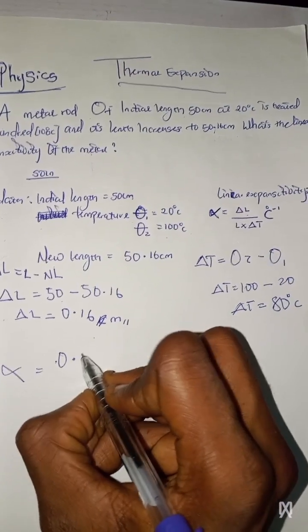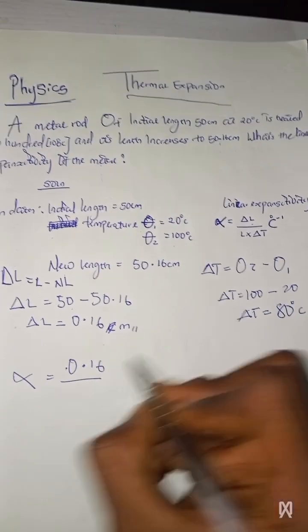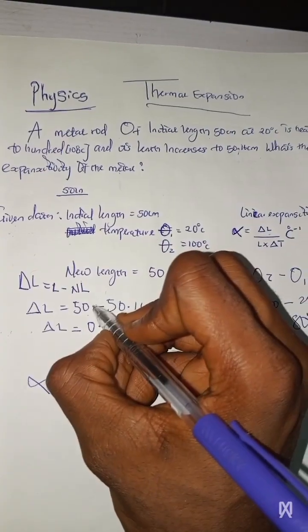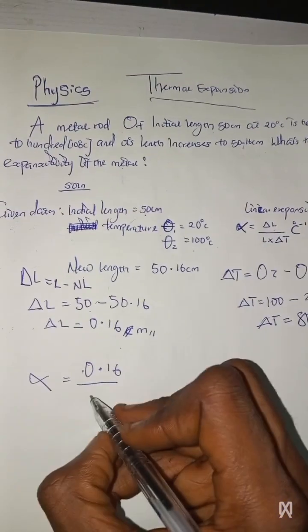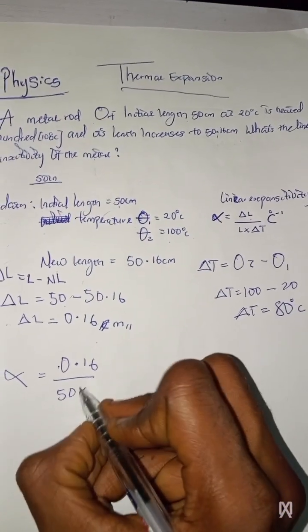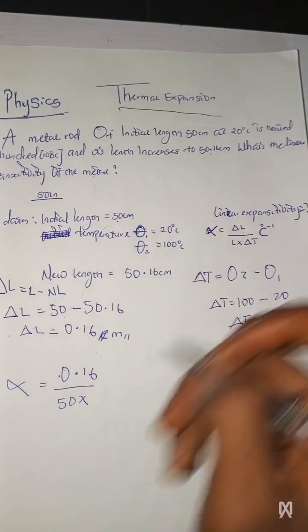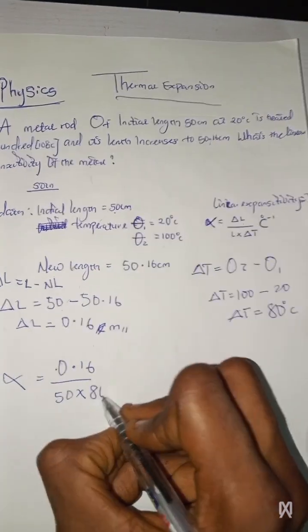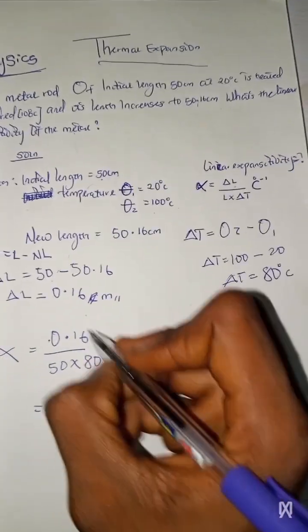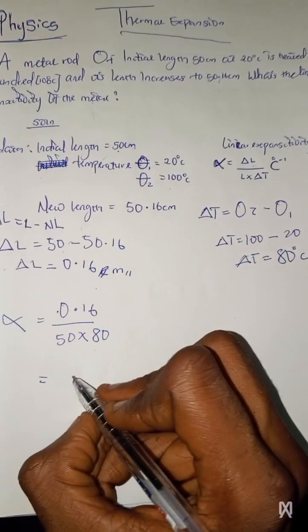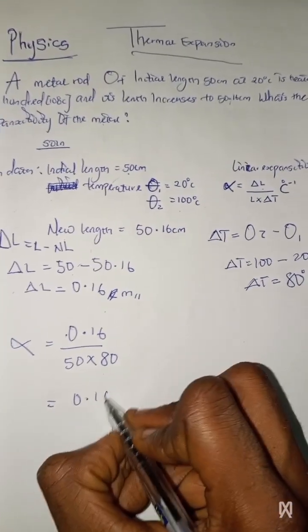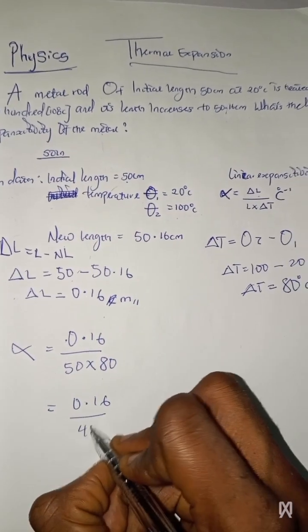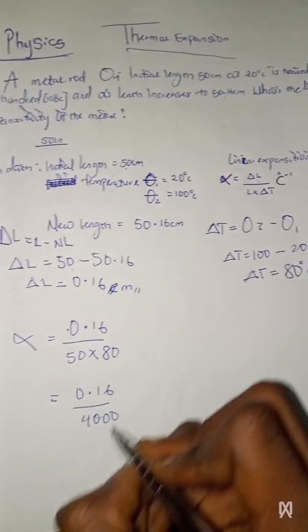So now we substitute our values, which we have here: change in length, and change in length is 0.16 over the length, which is initial length 50, multiplied by change in temperature, which is 80. And when you do that simple mathematics there, we're going to be having 0.16 all over 4,000.